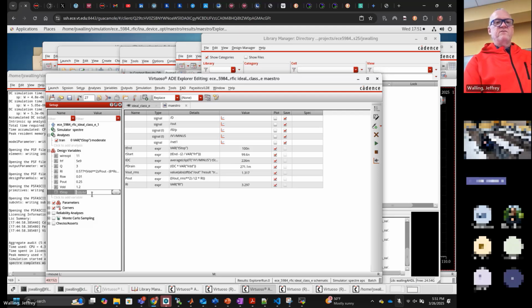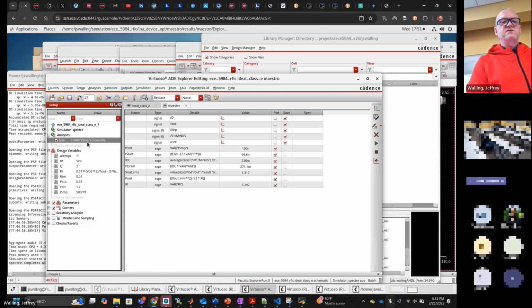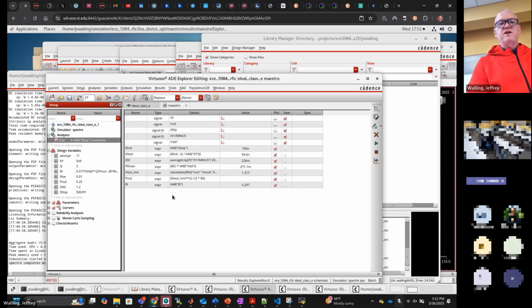So here I'm simulating for 500 periods. Of course, I could change 500 to something shorter if it settles faster. We'll take a look at the plot in just a moment to see. I can then use that variable in my transient simulation just by using this function var t stop. By the way, this is in my ECE 5984 RFIC library called ideal_class_E, so you can open this up and take a look at it.